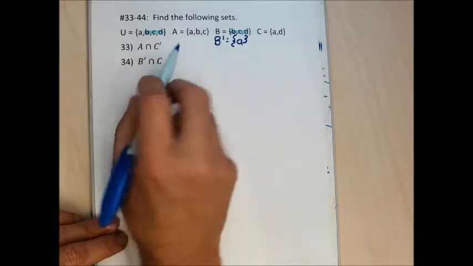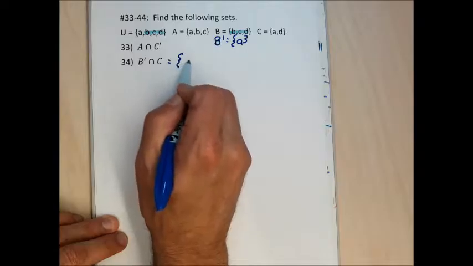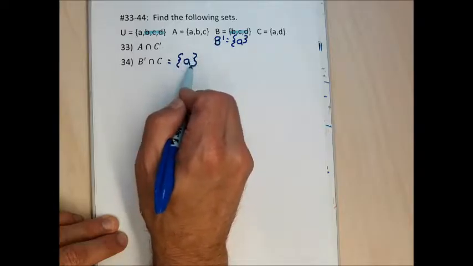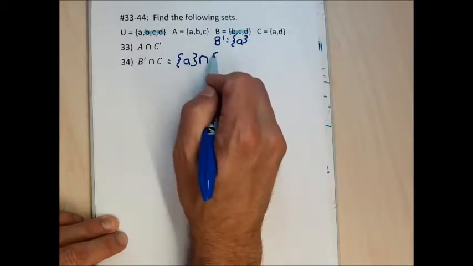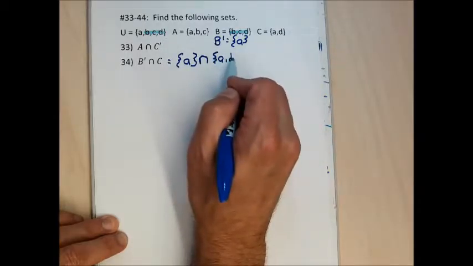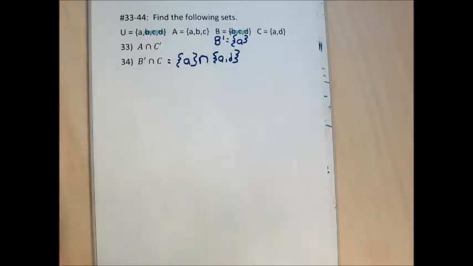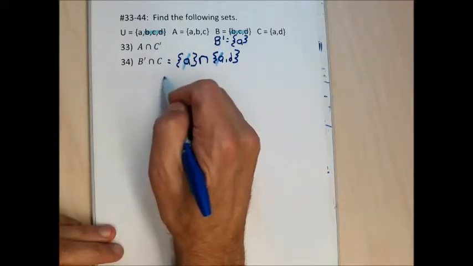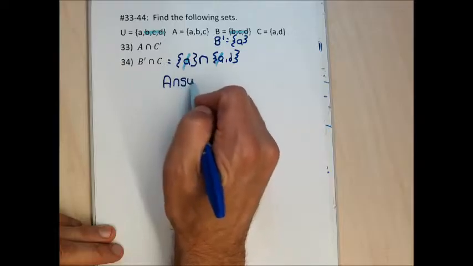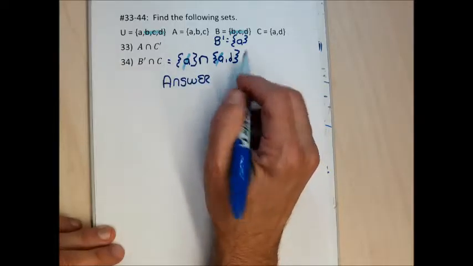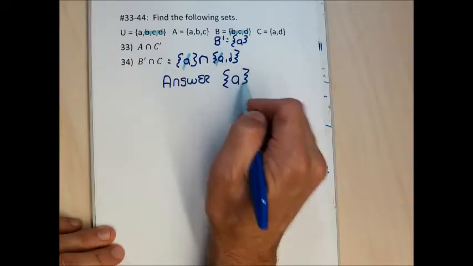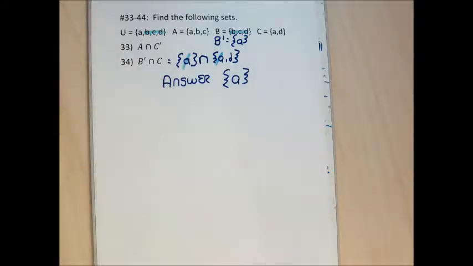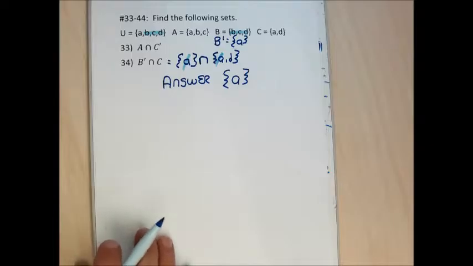So in my problem 34, I'm going to take B complement, which is a set containing the letter A, and I'm going to intersect that with set C, which is a set containing A and D. When I intersect, I find out what the sets have in common, and they both have the A in common. My answer to problem 34, B complement intersection C for these new sets, would be the set just containing the letter A. So you should be able to make a good stab at 33.